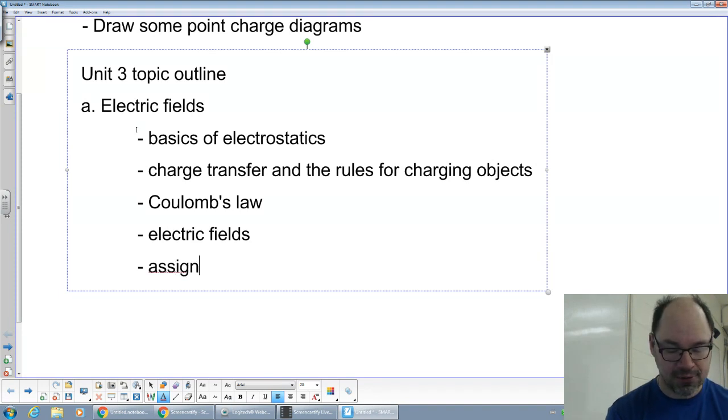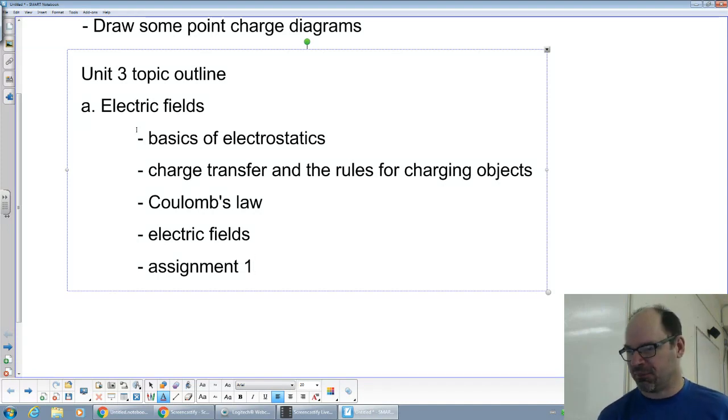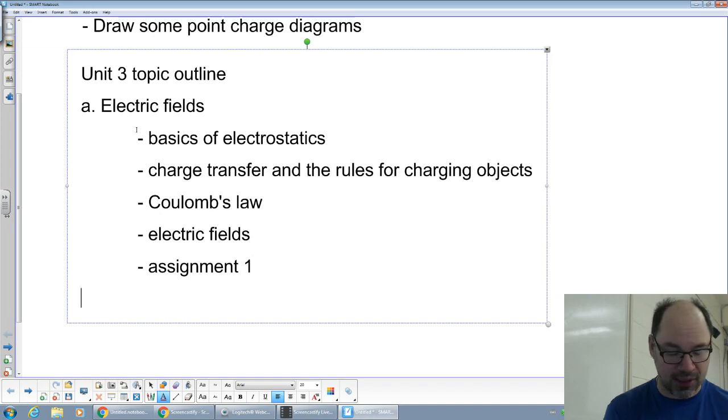Okay, it'll be kind of like the vector assignment, a nice quick short one out of 20 marks or something like that. Five, six, seven questions, somewhere in there, just on that area. Then we'll get into magnetism and its field.